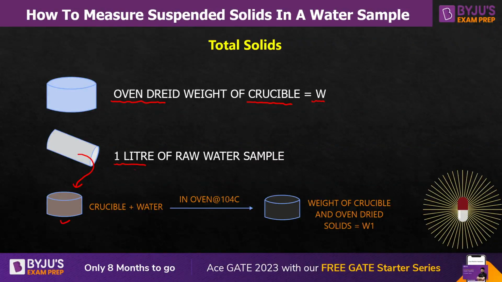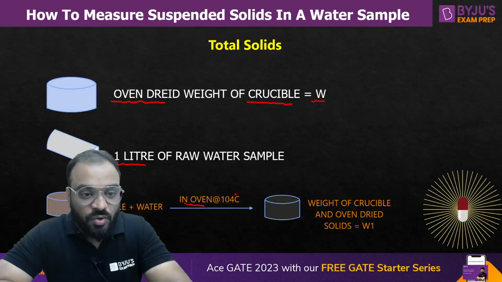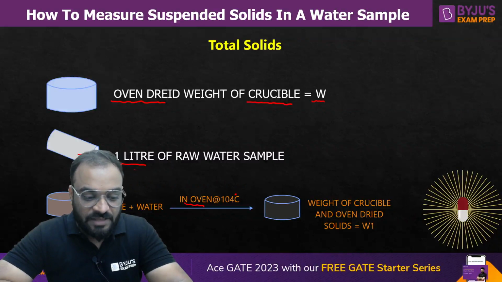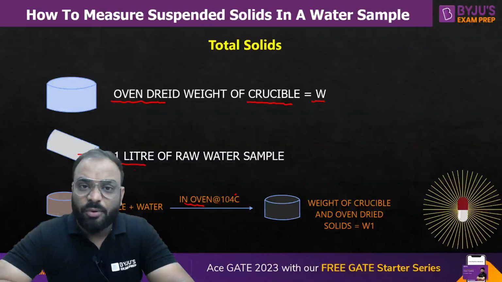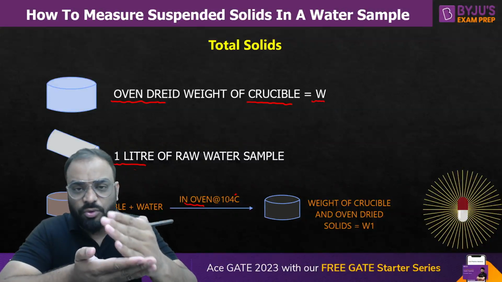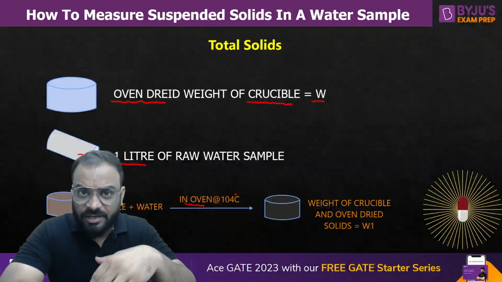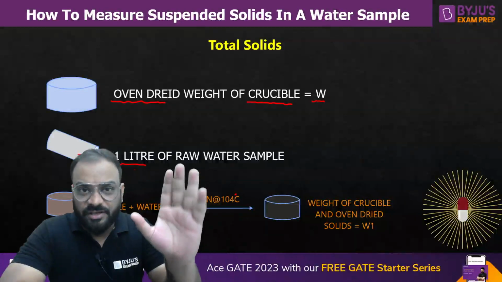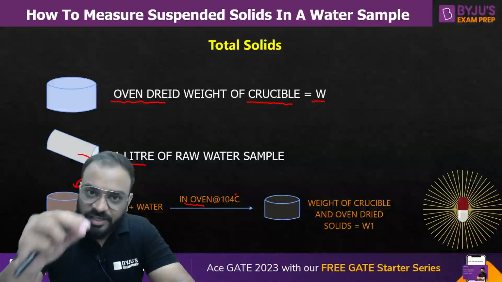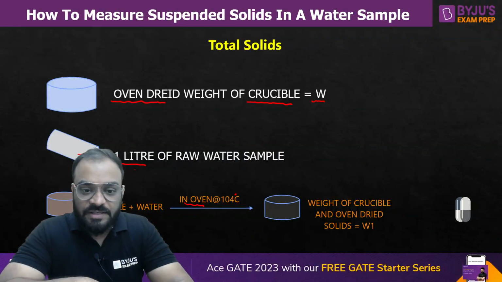Now you need to put this particular sample into the oven at 104 degrees centigrade. Now the question is why we are using 104 degrees centigrade. As you know, guys, the boiling temperature of water is 100 degrees centigrade. So we put the temperature a little bit higher so that whatever water is present in that sample may get evaporated and only the solid concentration will be left in the crucible. That is the reason we need to put the temperature a little bit higher than the boiling temperature.